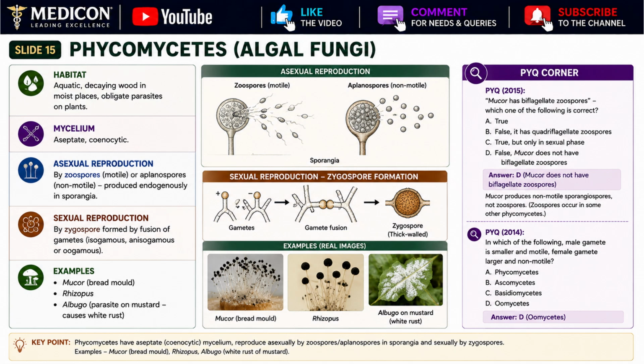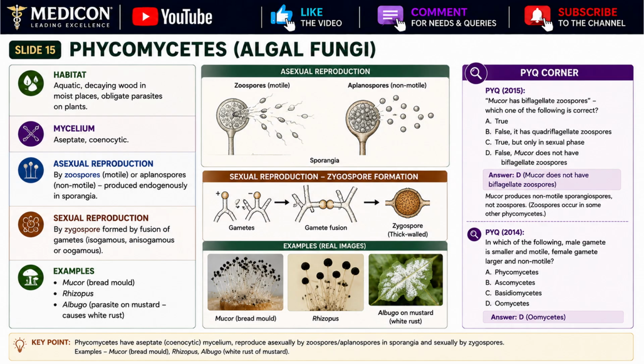The examples are Mucor, which is a common bread mold, Rhizopus, and Albugo, which is a parasite on mustard and causes white rust. These examples are very important. Direct match-the-following or exam-based questions can be formed from here.